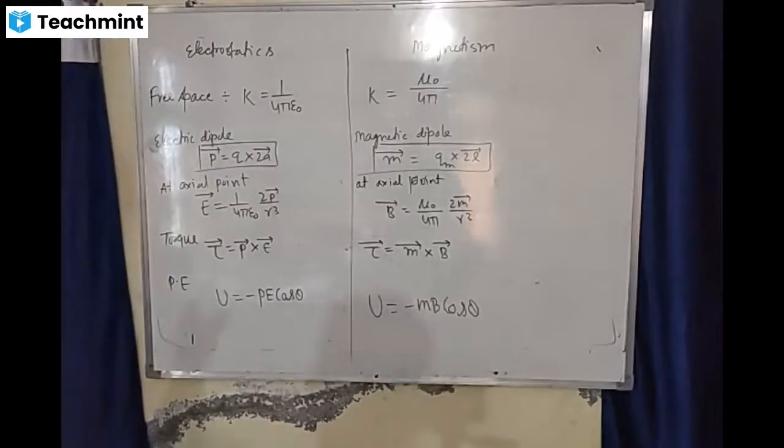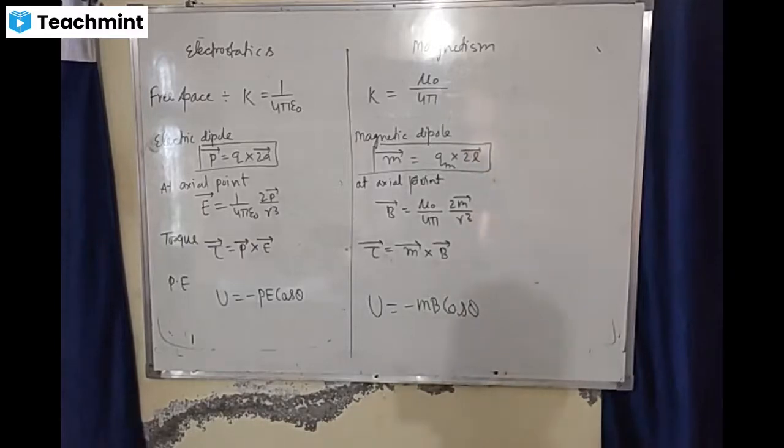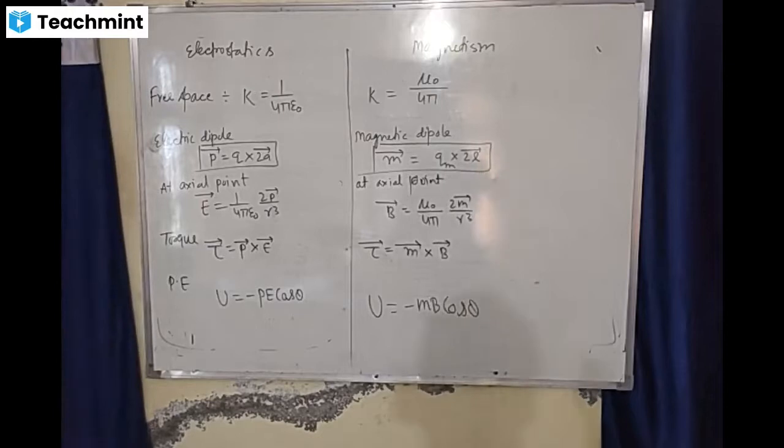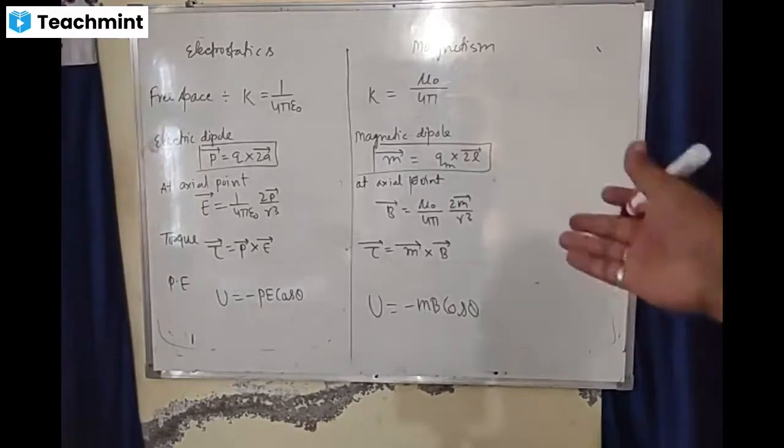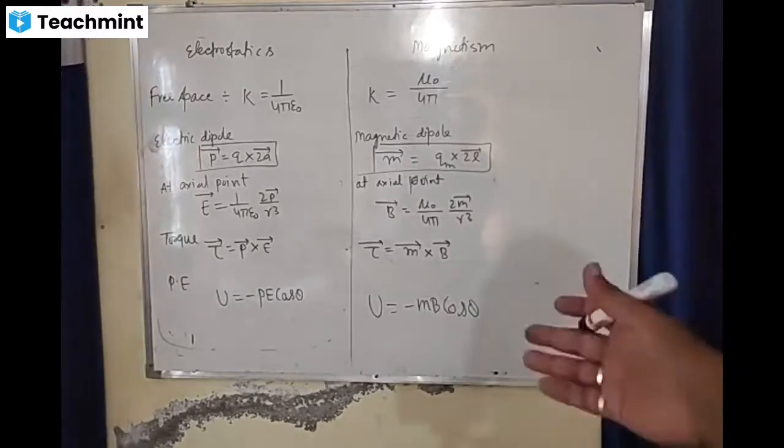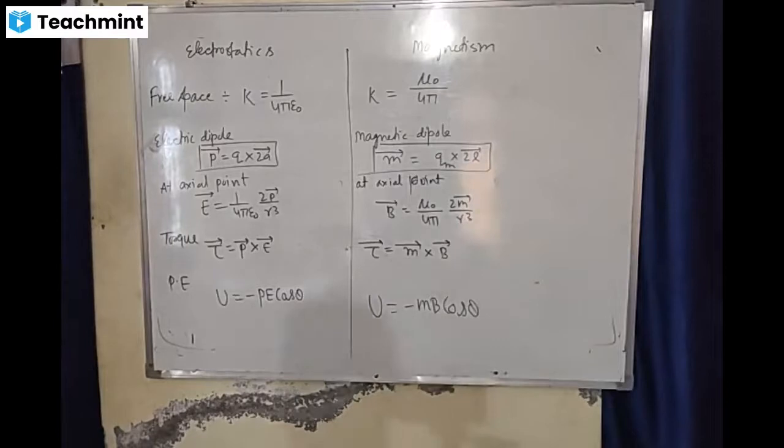If we see in free space, K equals 1 upon 4 pi epsilon naught. Here in magnetism, K equals mu naught upon 4 pi. Here the electric dipole is P equals Q into 2A. Here the magnetic dipole is pole strength into separation. At the axial point, the similarities: it is P cross E, it is M cross B. It is minus PE cos theta, it is minus MB cos theta. So somewhere they both are related to each other.